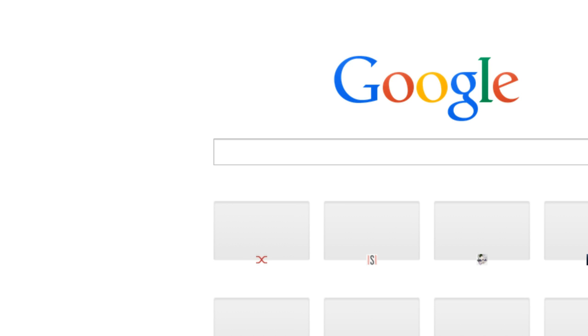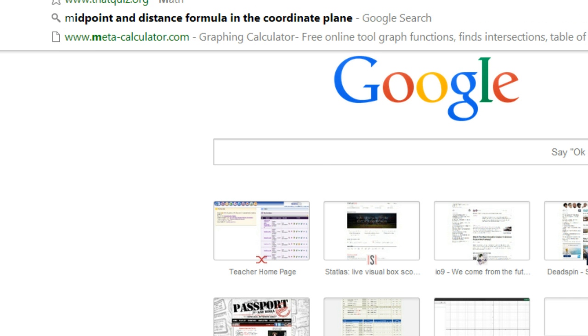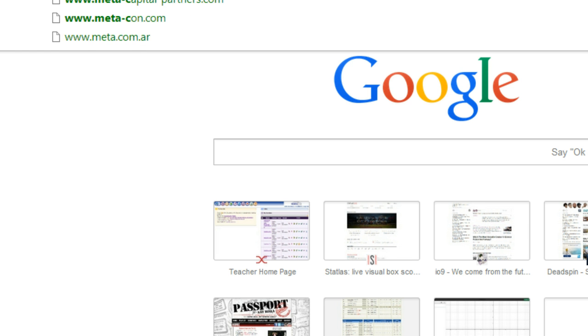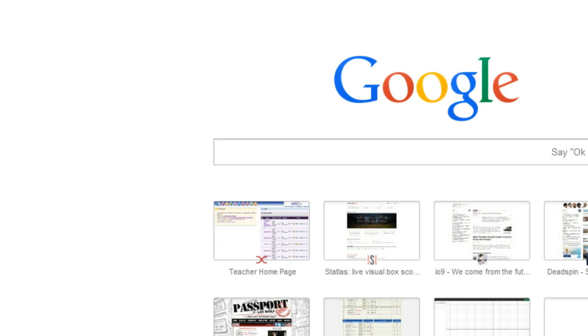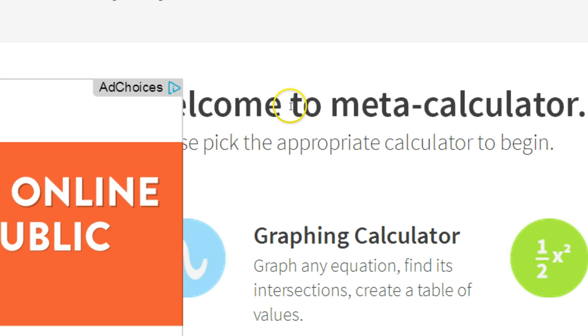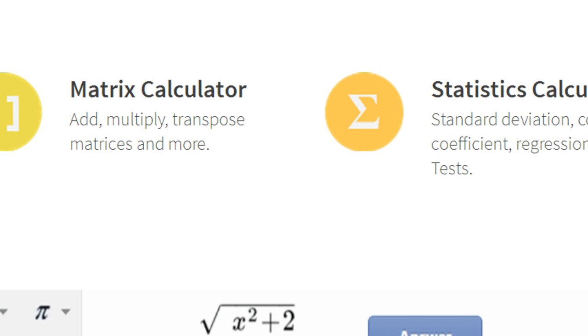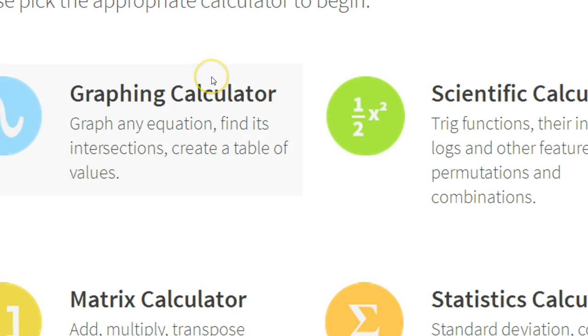I'm going to go to a calculator, and some of you guys might recognize this. If you've been around long enough, you'll know this is the first calculator I fell in love with. Matrix calculator, we want this one. There's also a statistics calculator in here. It's really cool.